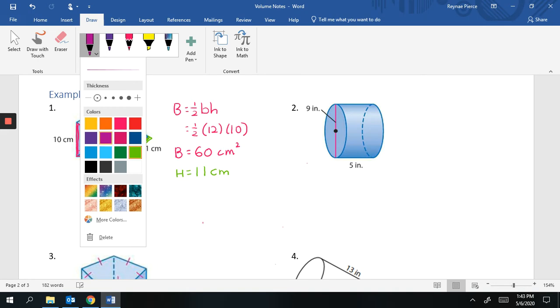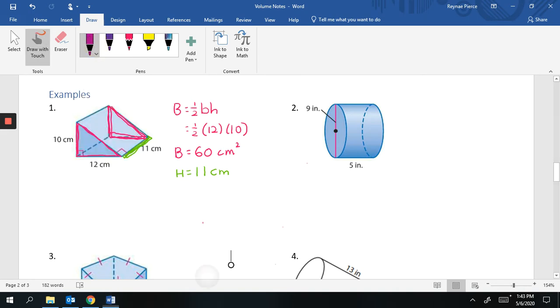So to find that volume, we're going to take the area of our base times our height to get 660 cubic centimeters.